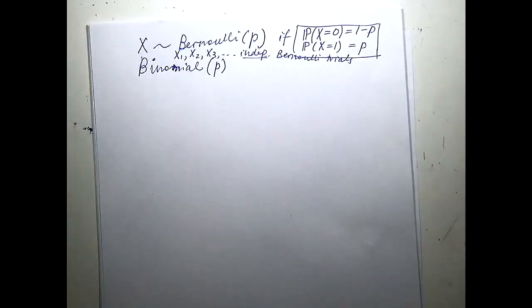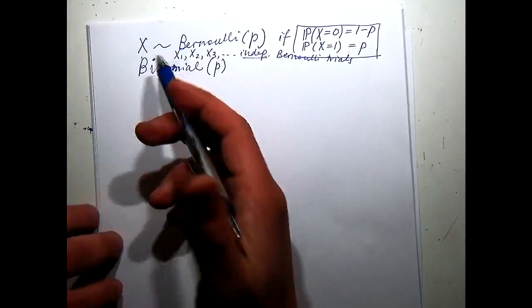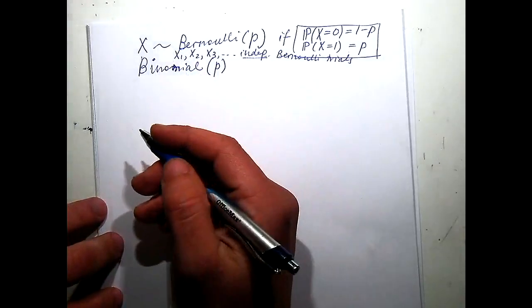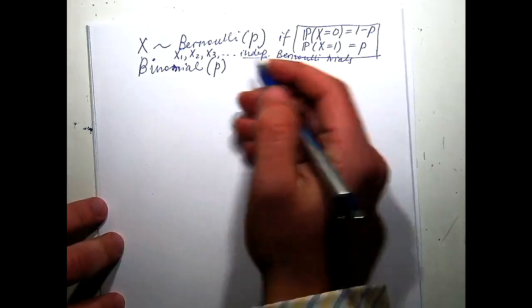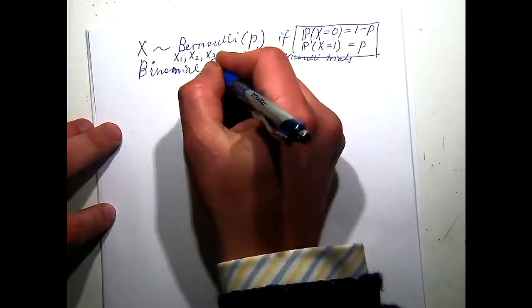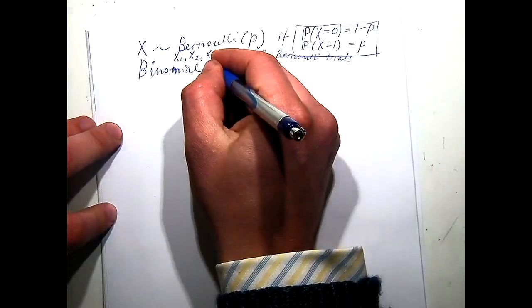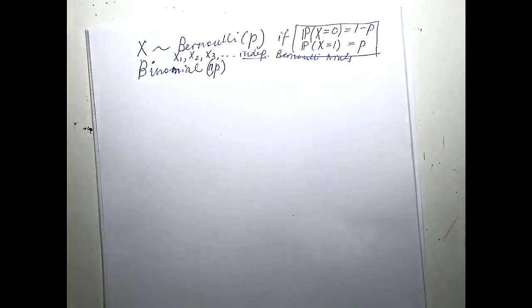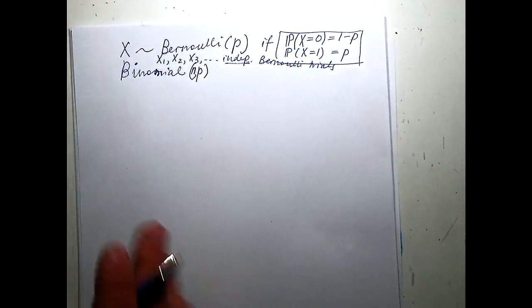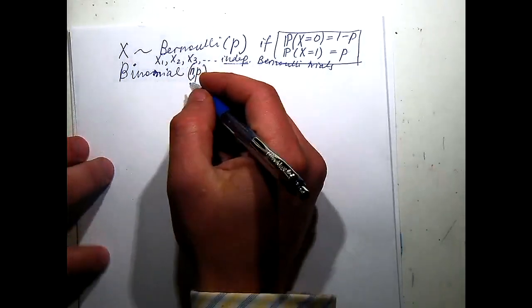Binomial P. I'm going to phrase it in a different form than I did yesterday. Yesterday I said binomial P is the distribution of the number of successes in the first n trials. And I'm sorry, that should have been binomial NP. Bernoulli just has one parameter. Binomial has two parameters, the number of trials and the success probability at each trial.